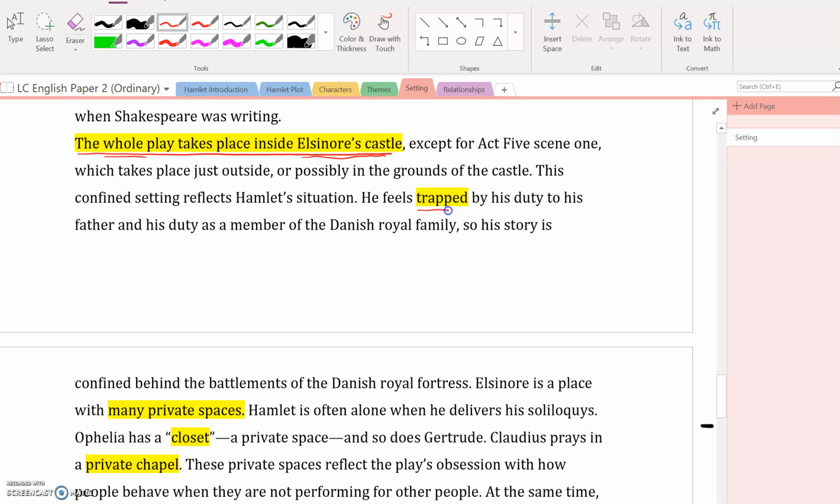It's to create that sense of being trapped that Hamlet feels, trapped by his conscience, trapped by his duty to his dead father, trapped by the betrayal that's been visited upon him by his mam and his stepdad. He's trapped. So Shakespeare sets it in one location for that reason.